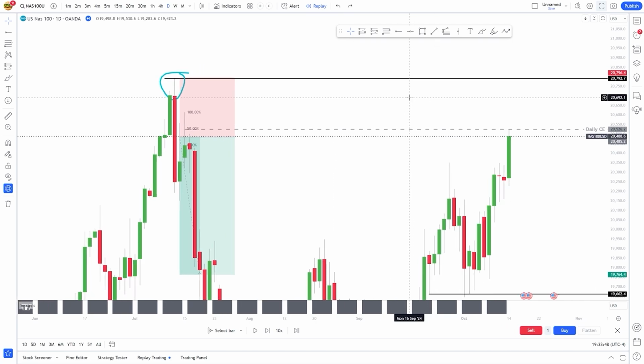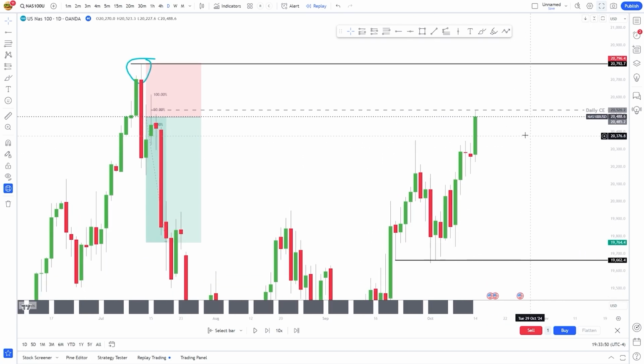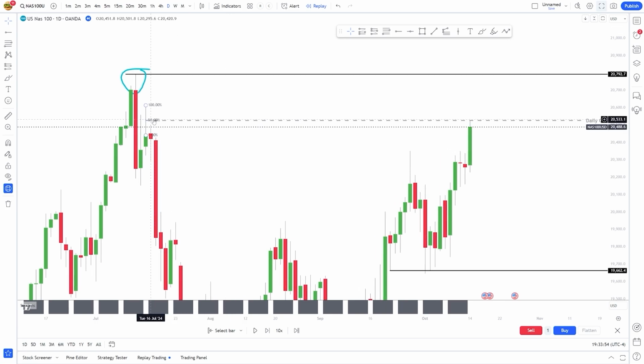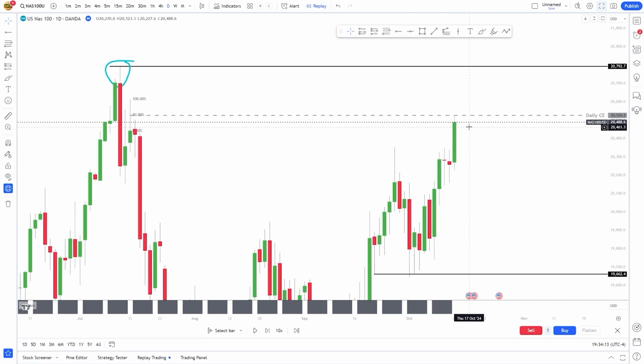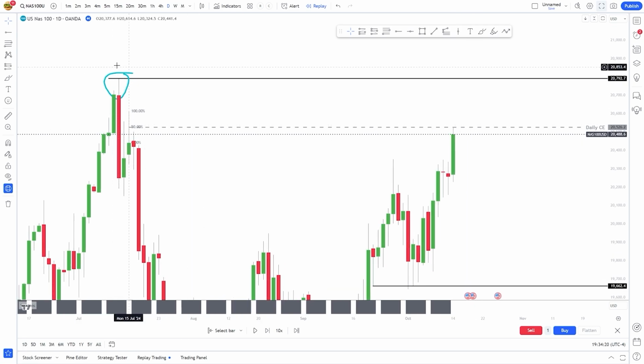Okay, so now we have a general bias and a general mindset of what today's session is going to be like. We're either going to hit this 50% level, and if we respect it, we might retrace. Respecting it meaning that we're not going to go above this 50% of the wick. However, if we do, that probably will tell us that we're going to go towards this swing high.